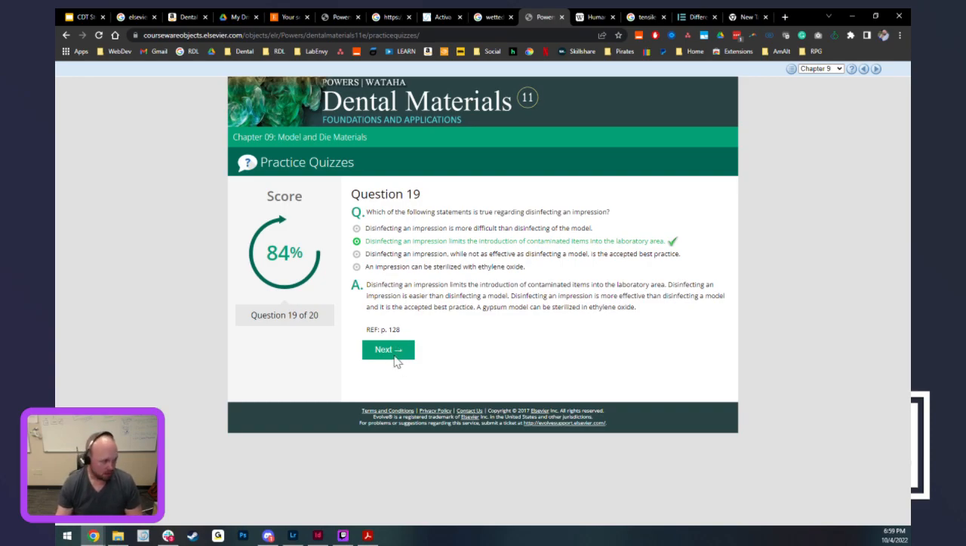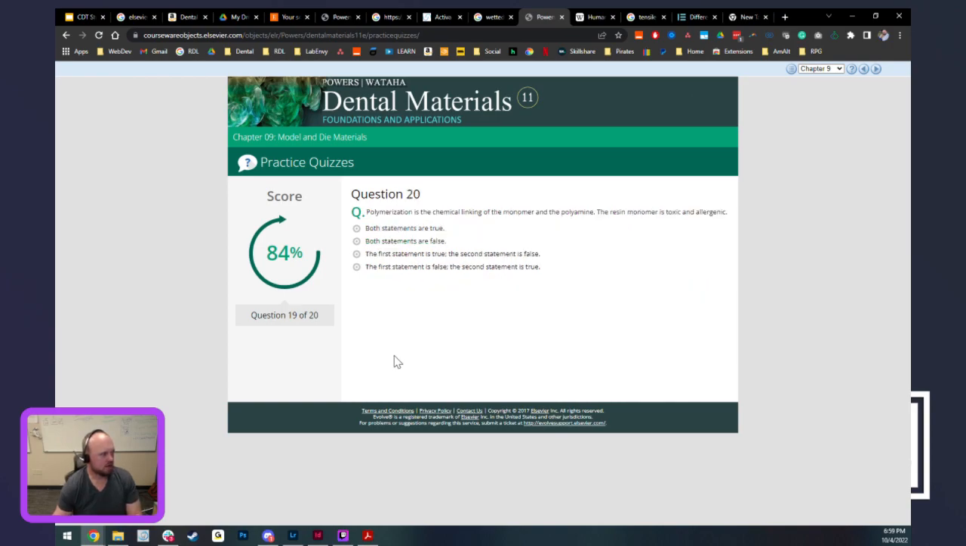And question 20. Polymerization is the chemical linking of the monomer and polyamine. The resin monomer is toxic and allergenic. Both statements are true. No. The second statement is false. Resin monomer is not toxic and allergenic. The hardener, polyamine, is toxic and allergenic.